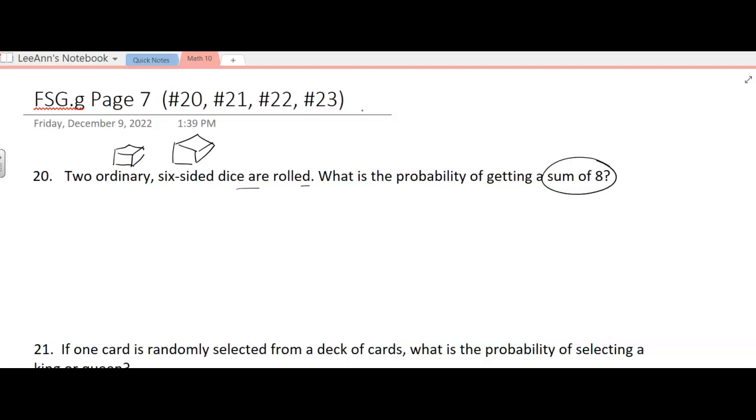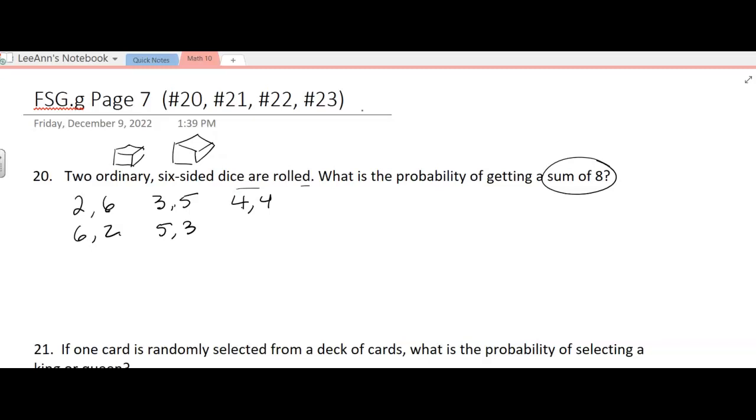Well, you can't have a 1 and 7 because there's no 7 on the die. So that won't work. But you could have a 2 and a 6. That adds up to 8. Or you could have a 6 and a 2, right? Like those are two different ways. You could have a 3 and a 5, or you could have a 5 and a 3. It makes a difference which die is which. And then you have a 4 and a 4. Now that one, you can't switch it around because they're both still 4, right? Okay, so there are 5 different ways that you can get a sum of 8.